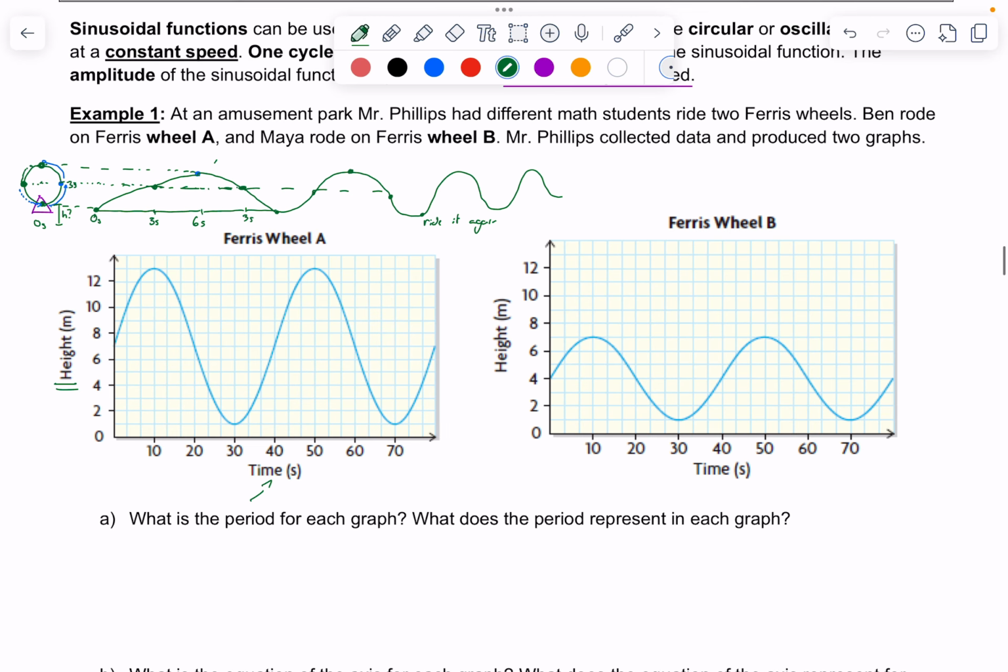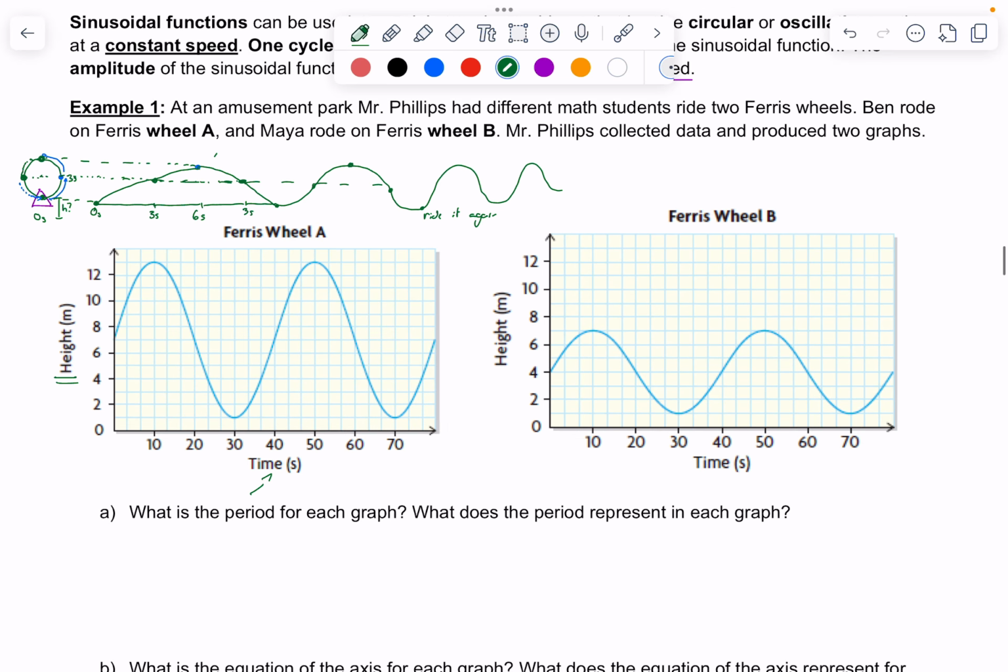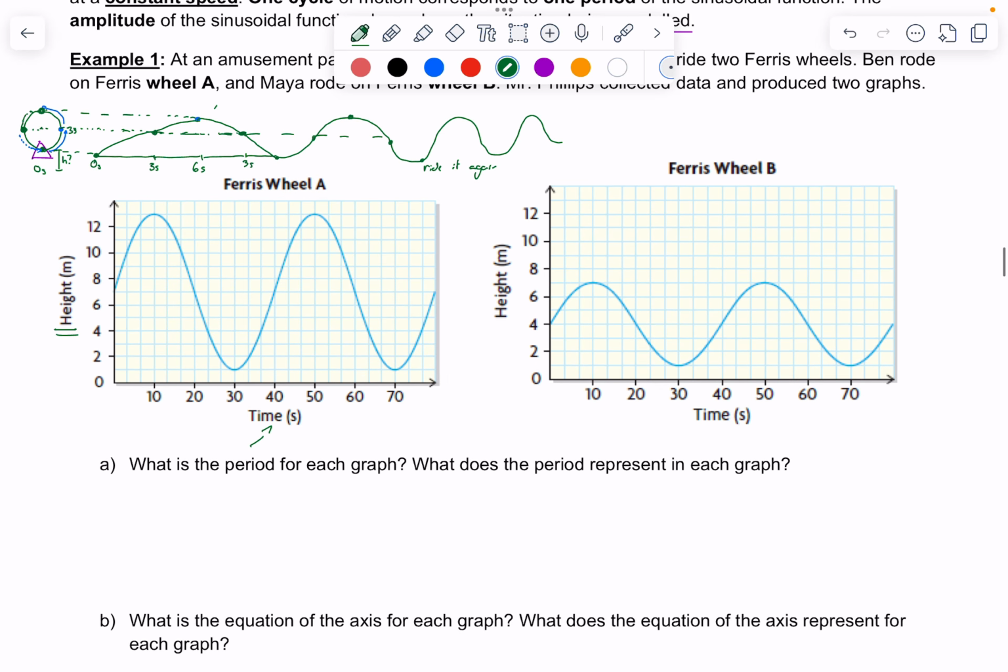So let's look at what this period represents. Like in the first problem here, what is the period of each graph? So just outside of the word problem, before we talk about what it represents, how do we find period? Well, you look for two parts on a graph that are very easily identifiable. So in the previous lesson, it wasn't the peaks that were most easy, it was actually halfway down.